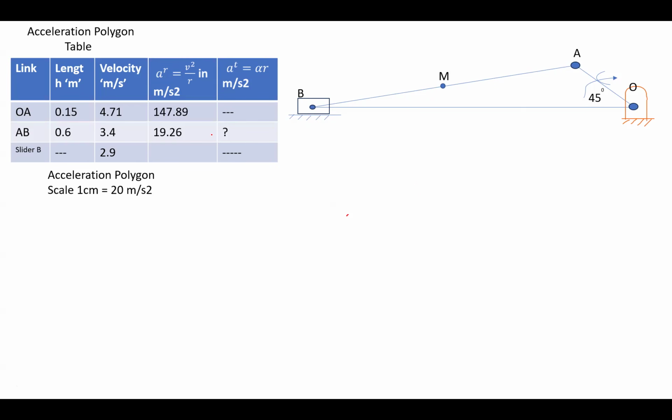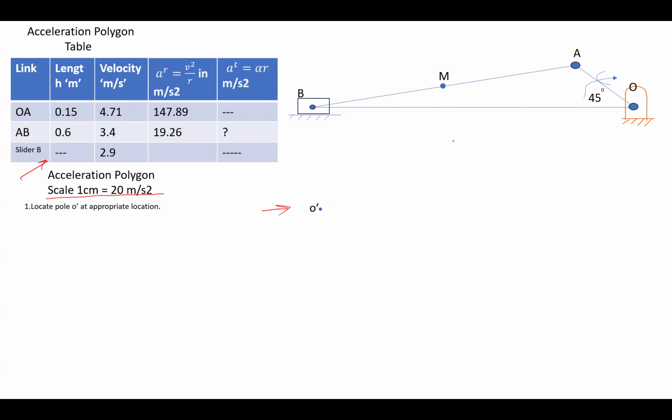So where to begin after completing this table for the acceleration polygon? You have to select one appropriate scale. Here in this case, we have taken 1 centimeter to 20 meter per second square. Now, where to start the acceleration diagram? As usual, you have to locate the pole. So we have located the pole. Remember that for the acceleration diagram, we have to show the letters with a dash. So O dash, the pole, is the fixed position from your space diagram. So we have located the O dash with one single point.